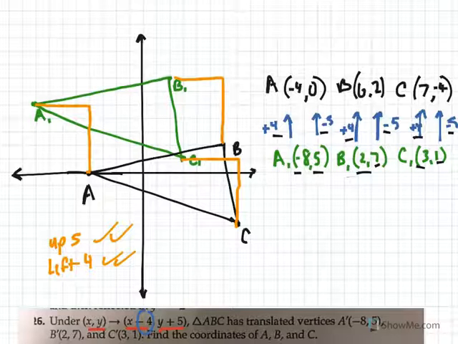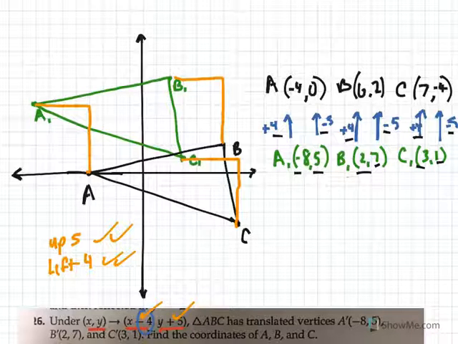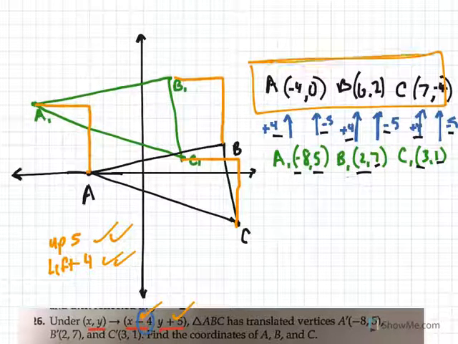So we can say, let's look at our translation statement down here. X is 4 to the left, and Y is up 5. So everything matches right now. We know that our answer is correct. So when it says find the coordinates of A, B, C, and this is what we found, we know that our answer is correct.